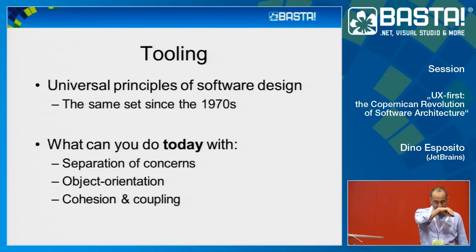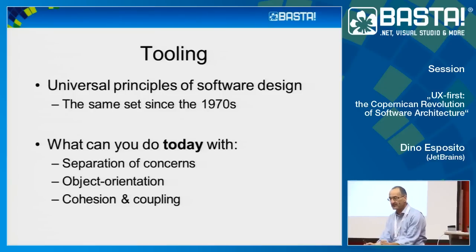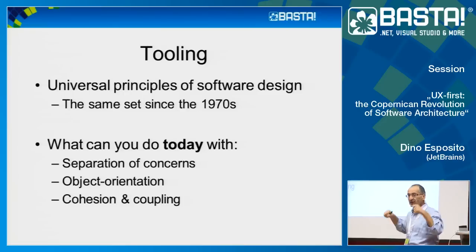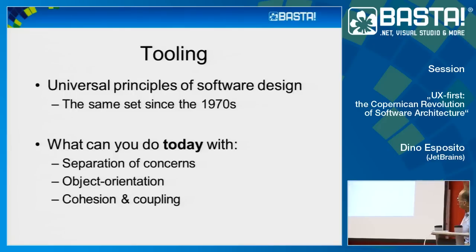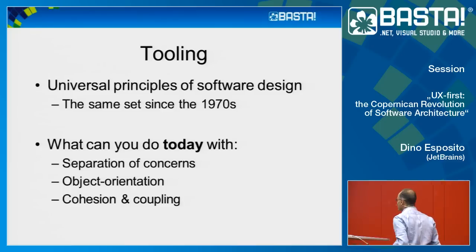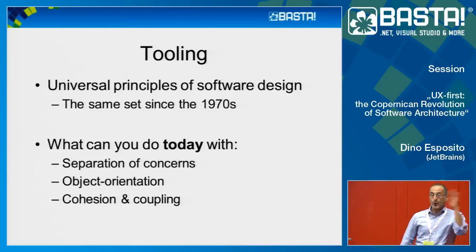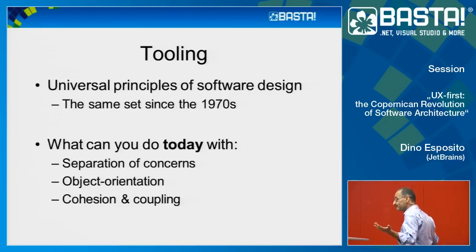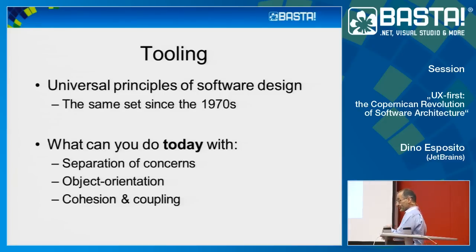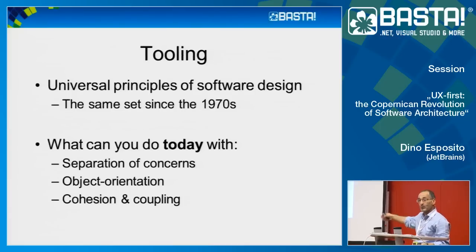Okay, step by step. What are the tools that as developers and architects we have today? What do we find in the tool chest that we open up and take things out to start doing our job? We have a set of universal principles of software design. It's the same set that was formalized in the 70s. Summarizing, separation of concerns, object orientation and the principles, polymorphism, and so on. Cohesion and coupling, nothing new. But we probably never used these tools in the most appropriate way. And what can we do? Okay, these are the tools. What can we do concretely?